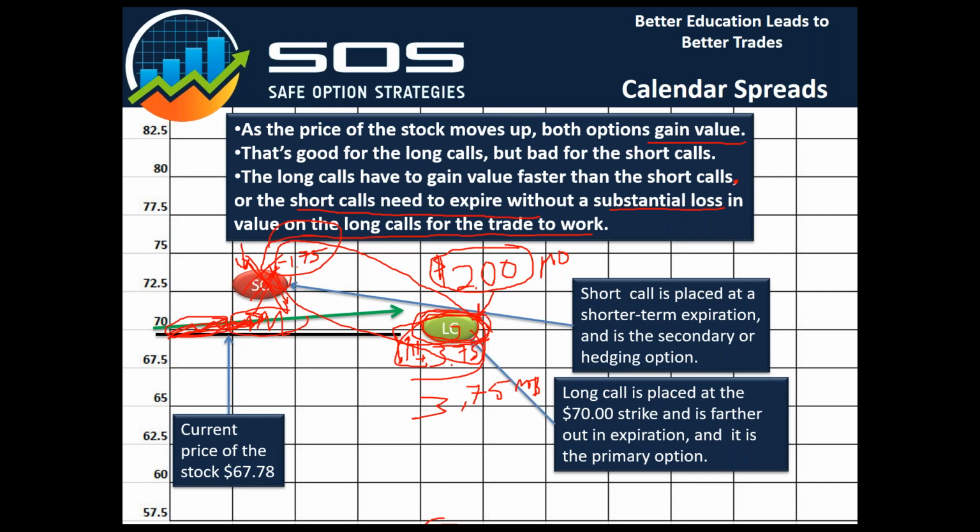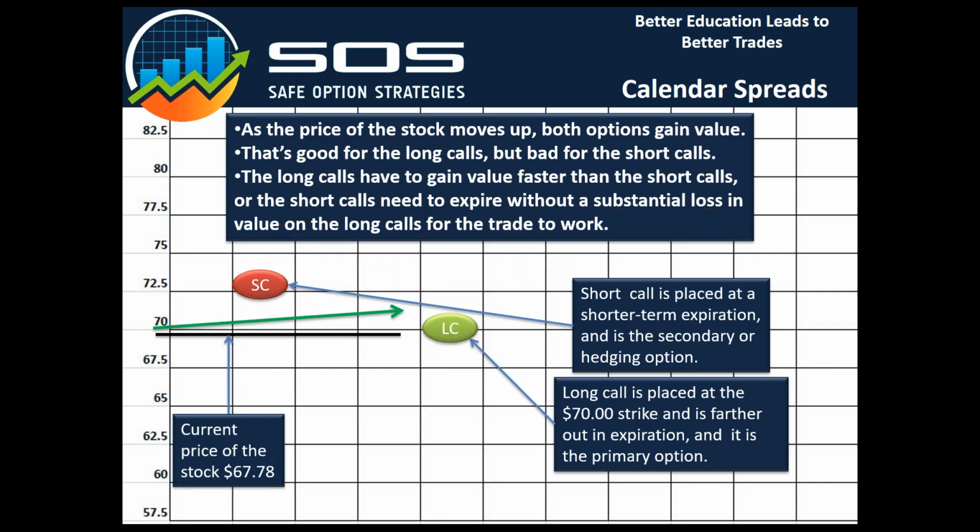Now this might make a little more sense of all this. What if the stock stayed kind of flat, didn't really have much of a bullish move, but just stayed flat? Let's go with the same numbers. We took in a credit of $175 right here. We paid out $3.75 right here. What if this expires worthless and this has lost $1 in value and is currently only worth $2.75? Have we profited, or are we losing money?